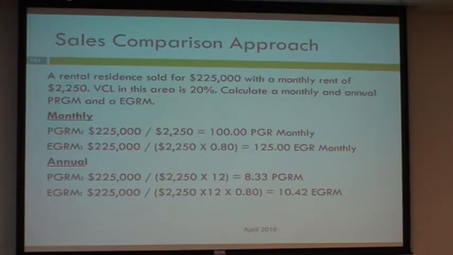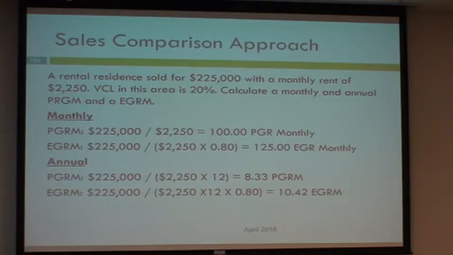Here's an example. A rental residential sold for $225 with a monthly rent of $22.50. B and C in this area is 20%. Calculate a monthly PGR and EGR. So PGR is going to do what? The 225 divided by 2250 equals 100. The EGRM, effective rent multiplier, is 2250 times 80%, or 125 is the EGR monthly multiplier.